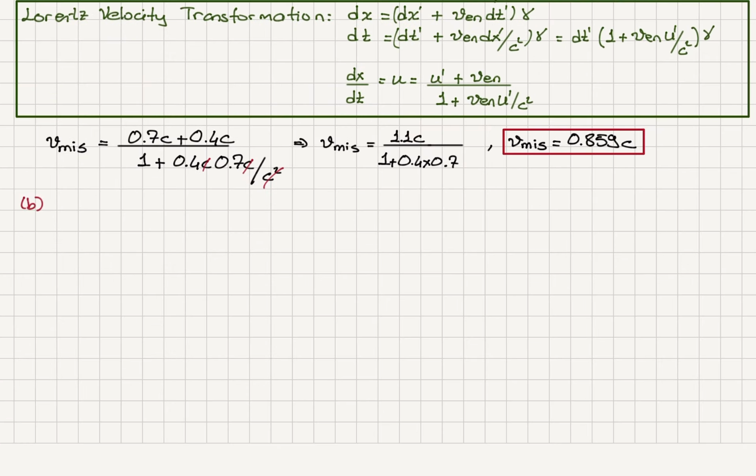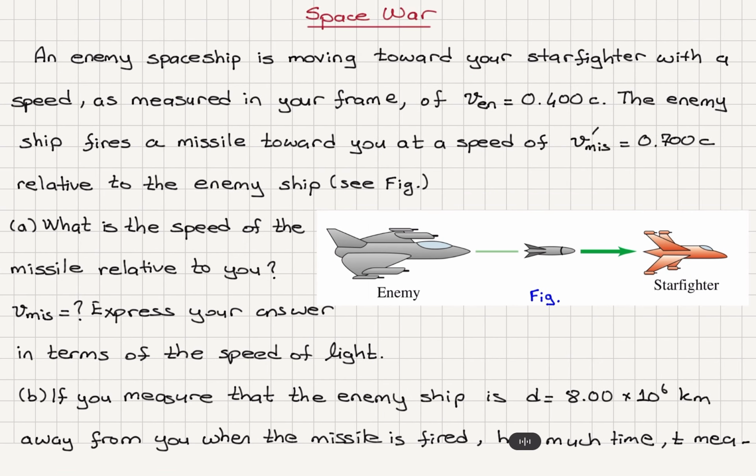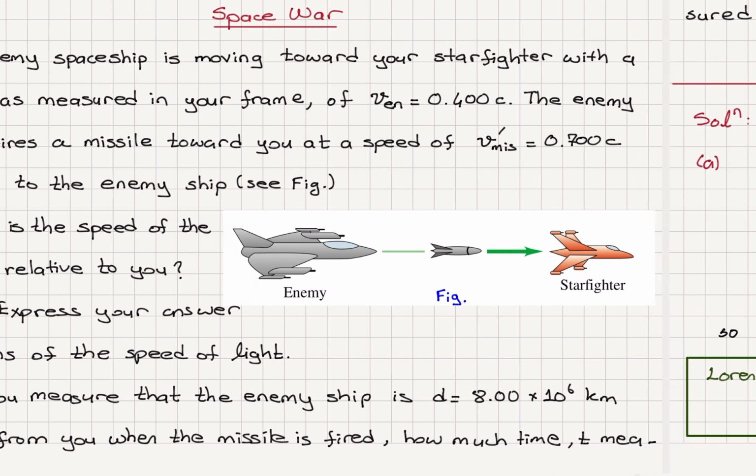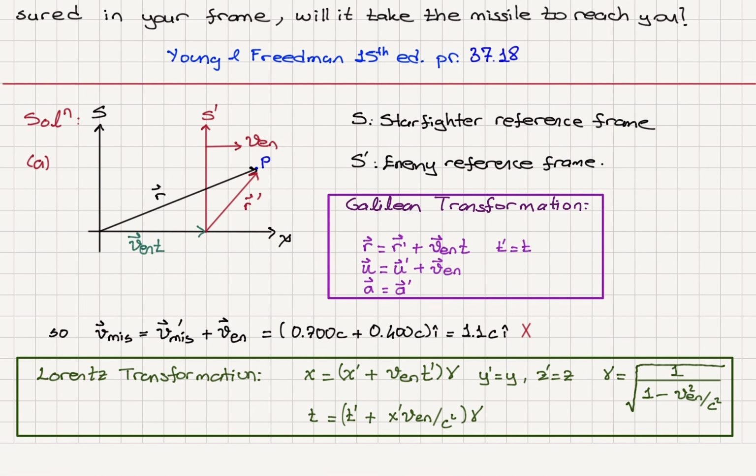Now let's move on to part B of the problem. Part B says, if you measure that the enemy ship is 8 times 10 to 6 kilometers away from you when the missile is fired, how much time measured in your reference frame will it take the missile to reach you?